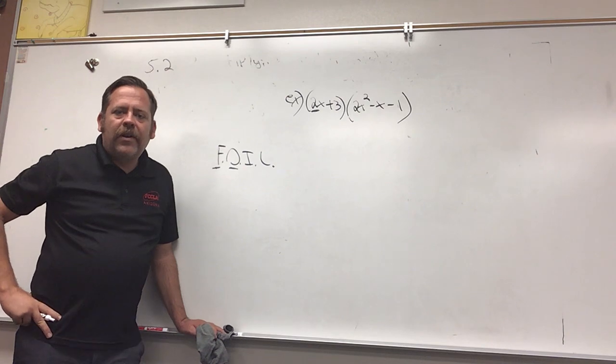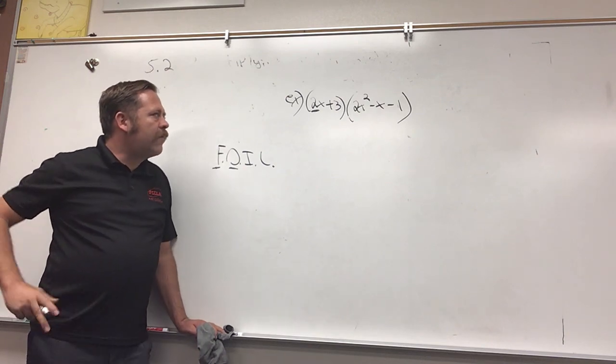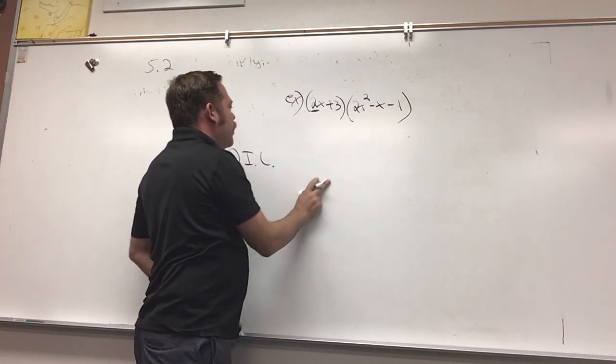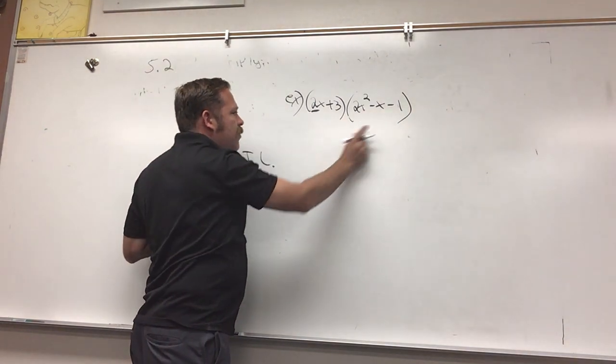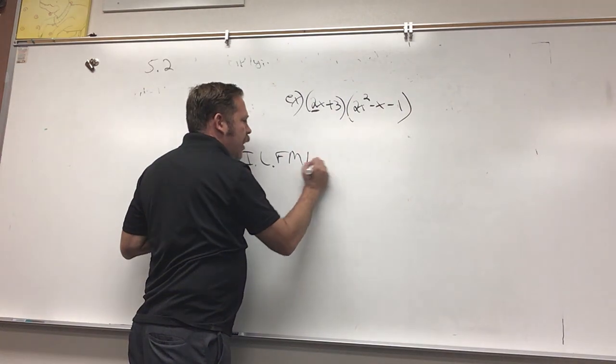you don't need a silly acronym. I tried to come up with an acronym for when you multiply a binomial by a trinomial. So it could be first, outer, inner, last, but then you would have to go first, middle, so we'll call it FM, and then last, middle, LM.